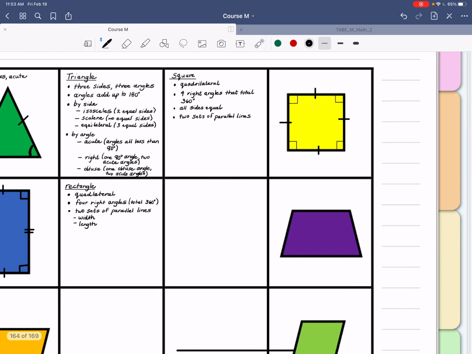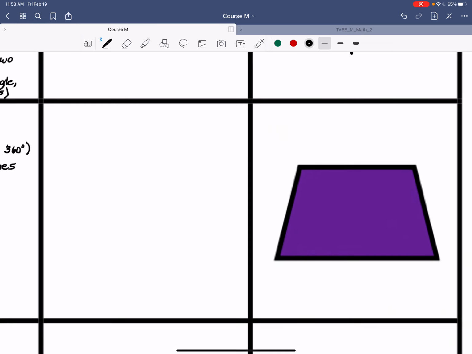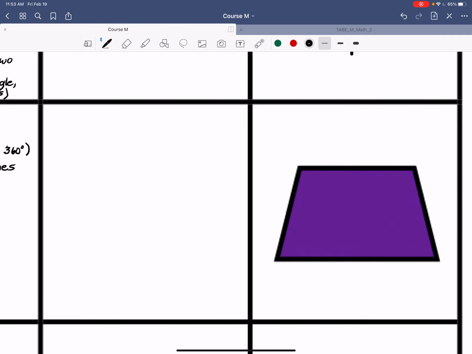Okay, this next one is my favorite. This one is called a trapezoid. It's like it was a triangle at one time and it got caught in a trap. A piece is chopped off, lopped off. A trapezoid is a quadrilateral because it has 4 sides.